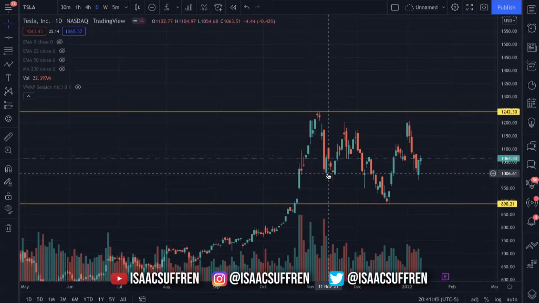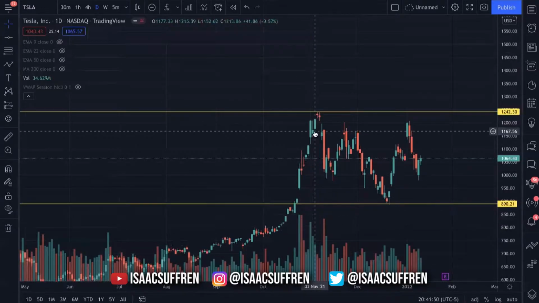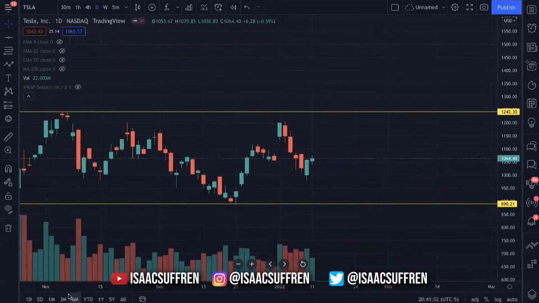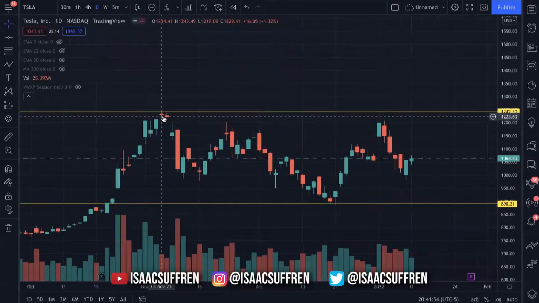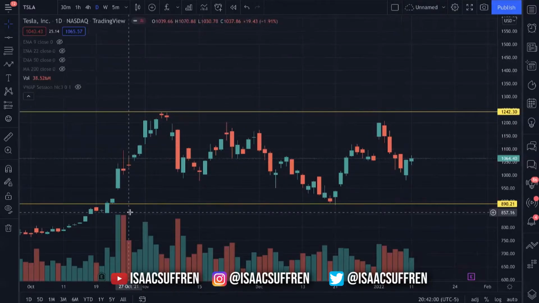If you know, you know. But as you can see, we had a strong move up. Tesla tried, but it couldn't. You can see these two candles right here. It tried twice to break that 1242 level, but it could not break. So this became my new resistance level.